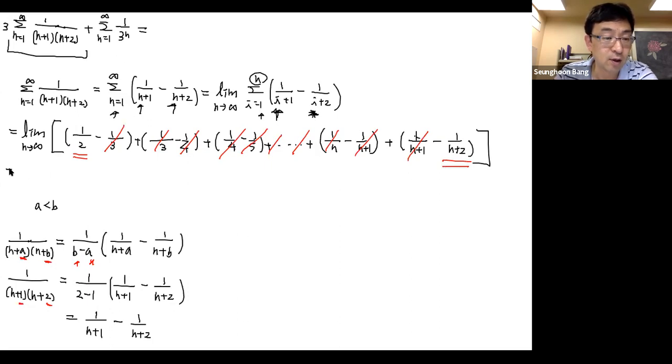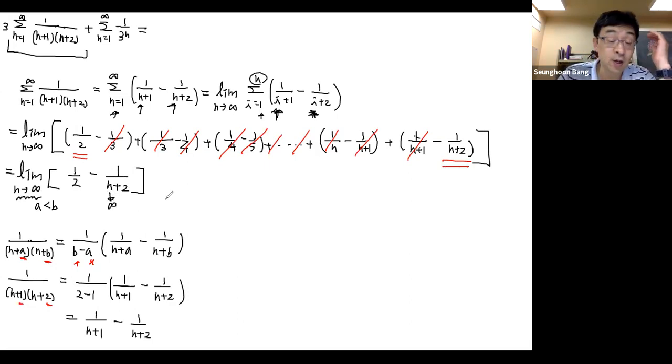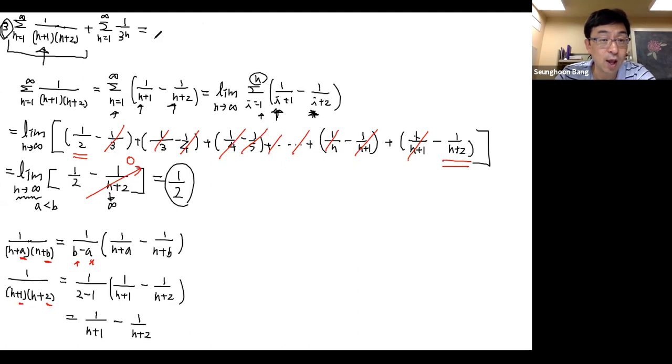So we have the limit as n approaches positive infinity of 1 over 2 minus 1 over (n plus 2). As n goes to positive infinity, 1 over (infinity plus 2) goes to 0. So this term goes to 0. What is the final answer? The final answer is 1 over 2. You can plug this 1 over 2 in here. You keep the 3: we have 3 times 1 over 2, plus the second one.